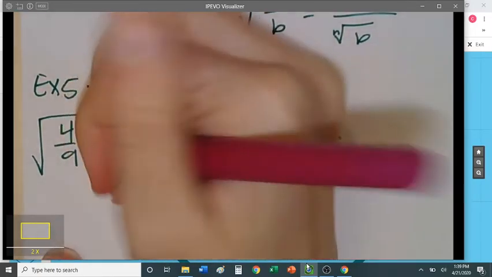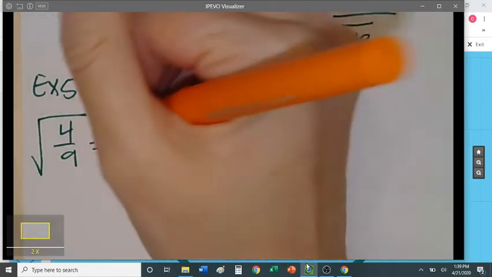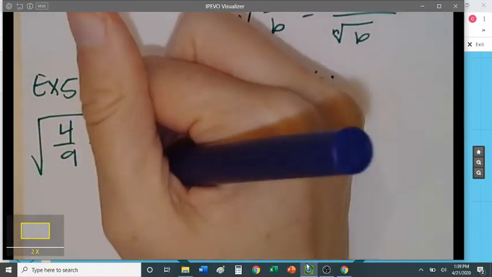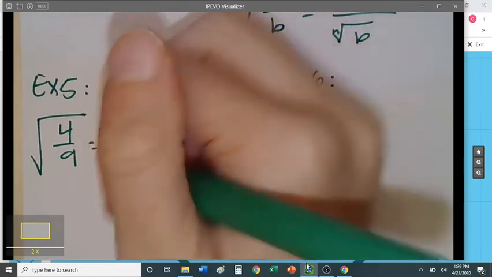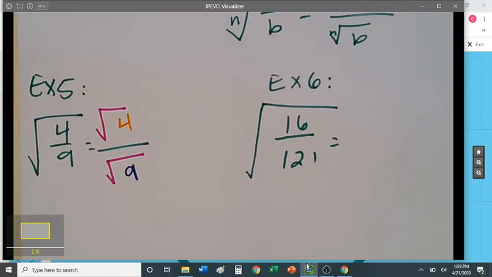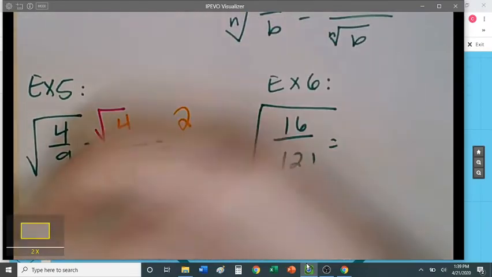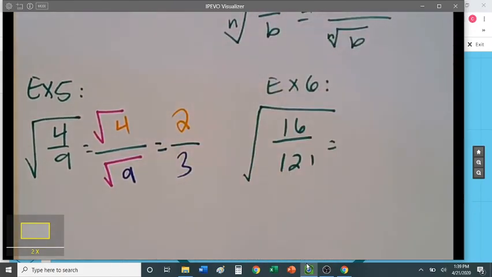So this is equal to, I like to color coordinate, so, this is equivalent to the square root of 4 over the square root of 9. So I can break it down into the numerator and the denominator being square rooted. So this will equal the square root of 4, well, what times what gives you 4? That would be a 2. So that would be 2 over, what's the square root of 9? What times what gives you 9? 3. So the square root of 4/9 is simply equal to 2/3.